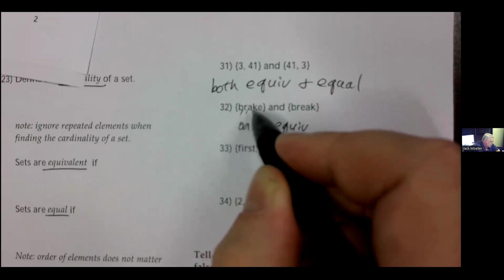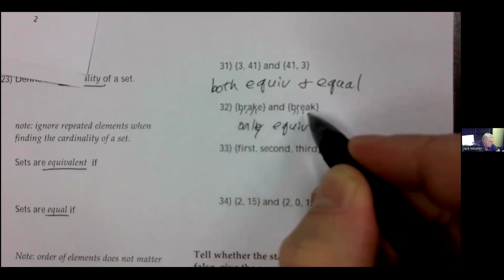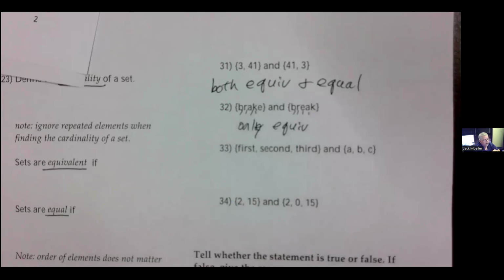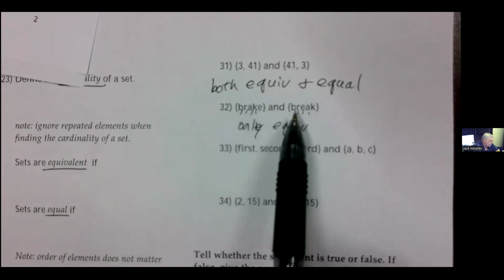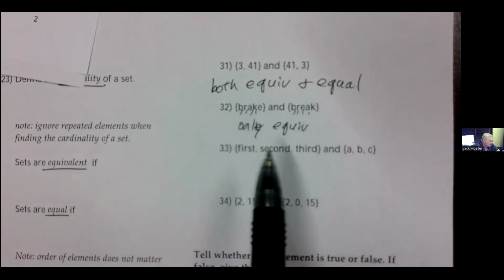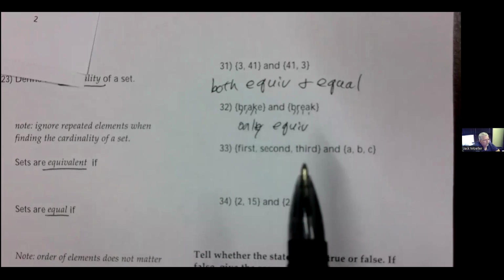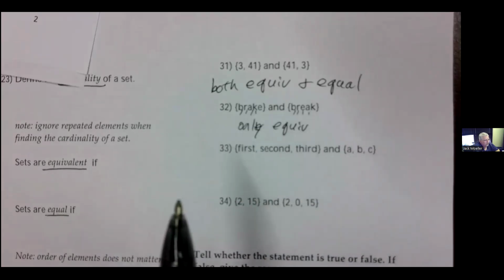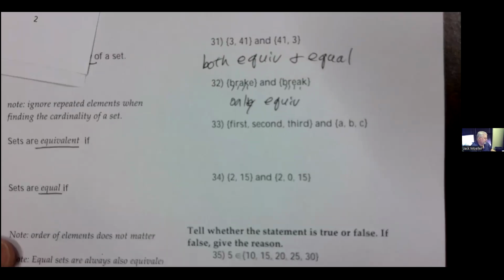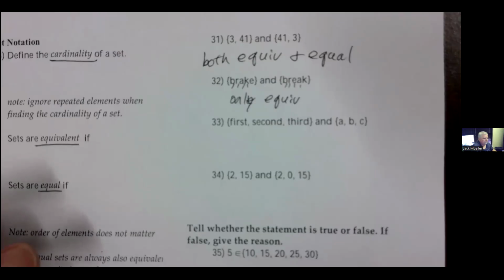One thing that they do in MATLAB, they kind of imply that there are commas between the letters. And so if there are commas between the letters, and it's not just a solid word, well, there are 5 letters here, 5 letters here, so they'd be equivalent. Then B and B, R and R, so they have the same letters. So if there were commas between those, it would be both equivalent and equal, because there are 5 elements in both, and the letters are the same. Right? What about the next ones? First, second, third, A, B, C. Well, they're definitely not equal. First, second, third is not the same as A, B, C. However, they are equivalent.